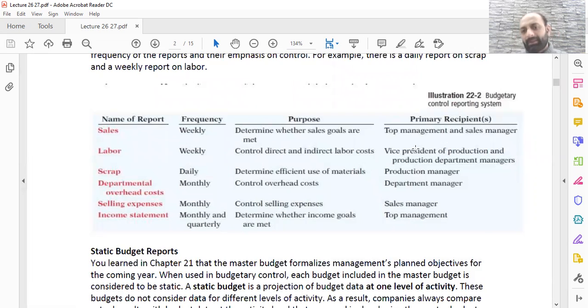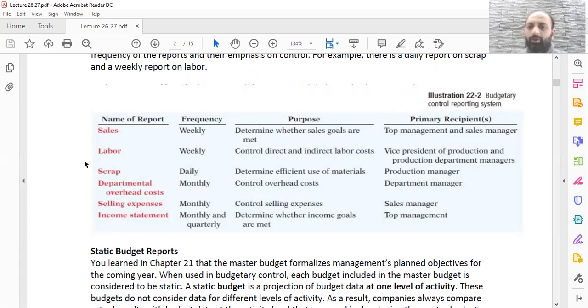And who should be the primary recipient? Obviously top management and the sales department, because the sales department is the one directly dealing with the sales, so you want the sales manager to get a copy of it. At the same time the top management, because the sales department is the department through which you generate revenue and income for any company. It is an income generating department, so you have to make sure that the top management is always in the loop whatever the performance of the sales department is.